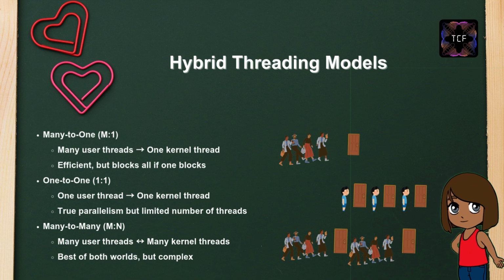Many-to-many model. Many user-level threads are mapped to many kernel threads. How it works: the OS can schedule kernel threads on multiple processors. The runtime system decides how to map user-level threads to kernel-level threads. Pros: good scalability and flexibility. Avoids the blocking problem of M to 1 and the overhead of 1 to 1. Cons: complex to implement, and needs advanced thread library support. Analogy: a pool of employees is managed by multiple supervisors. Tasks can be balanced dynamically.